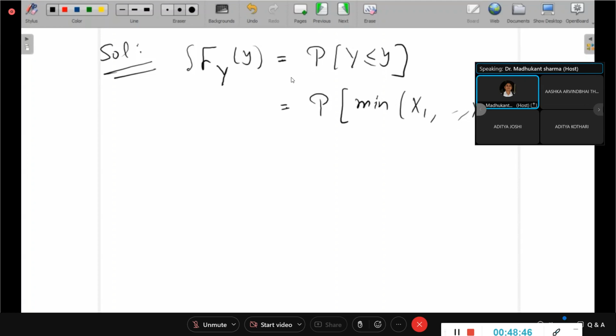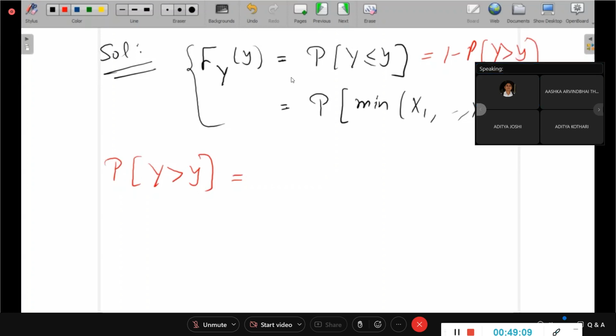So instead of this, we will look at the negation of it, or 1 minus that. I am going to work out the probability of Y greater than y, which is later related to 1 minus the probability of Y greater than y. So this is the probability that the minimum of X1 to Xn is greater than y.